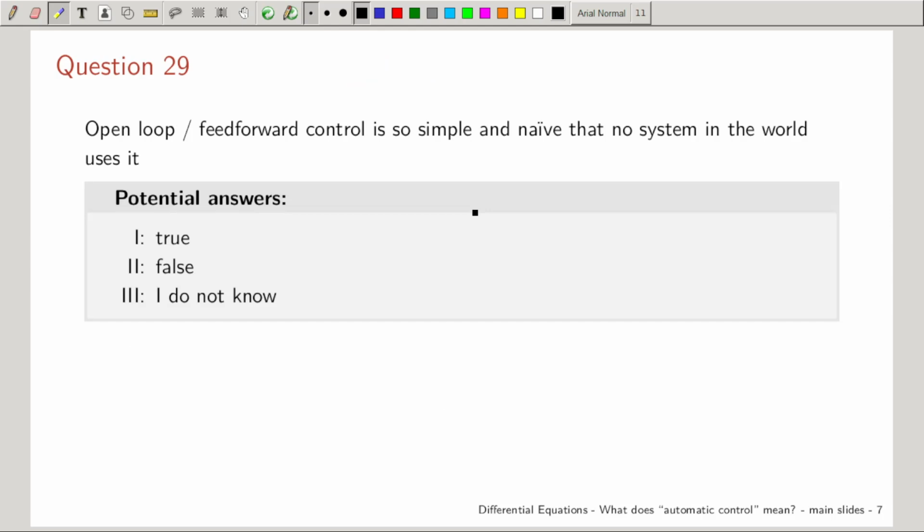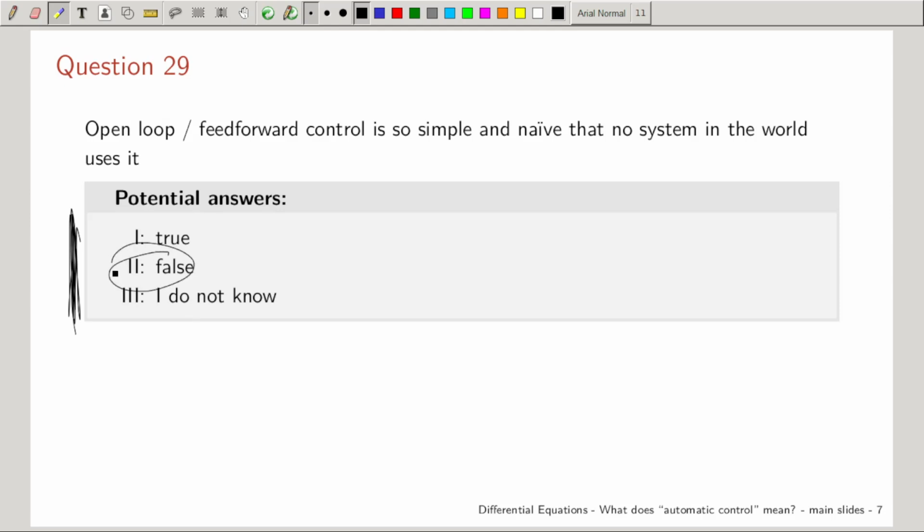So, read and answer. Discuss and answer. What do you think, people? What would you say?